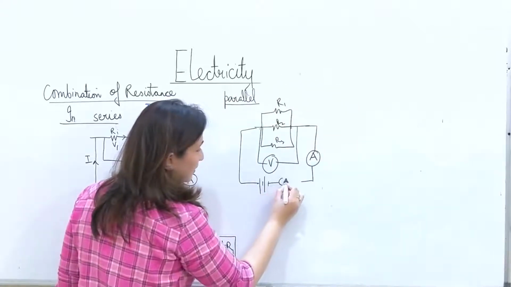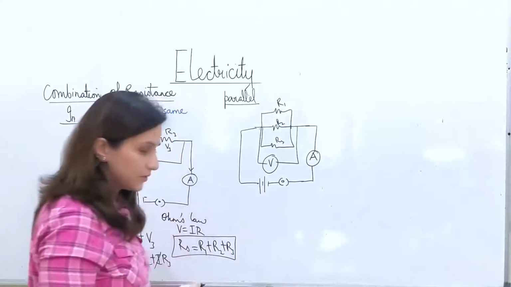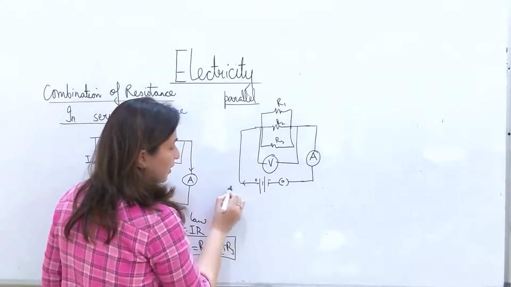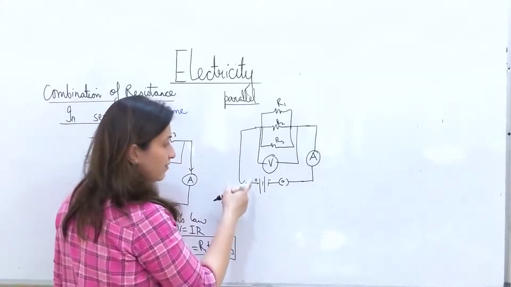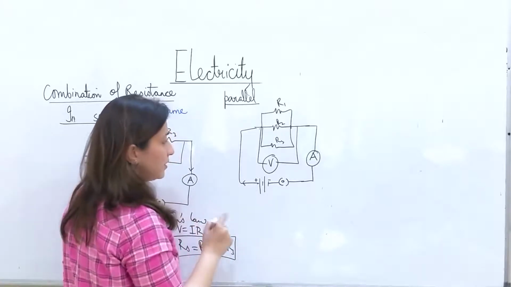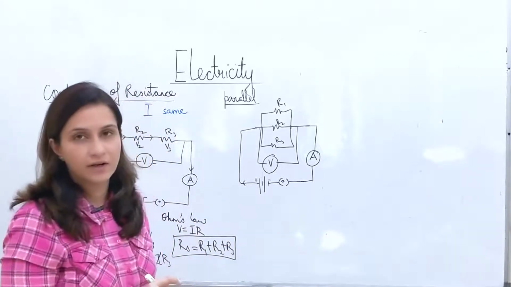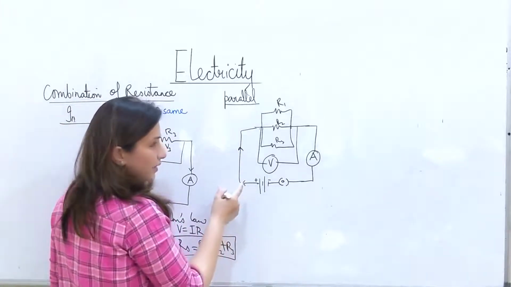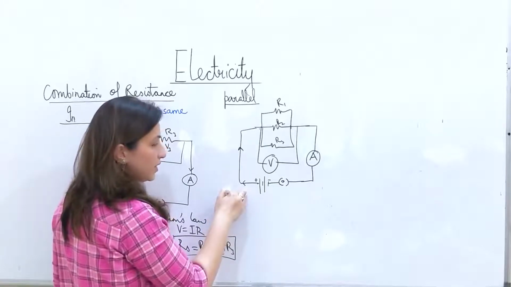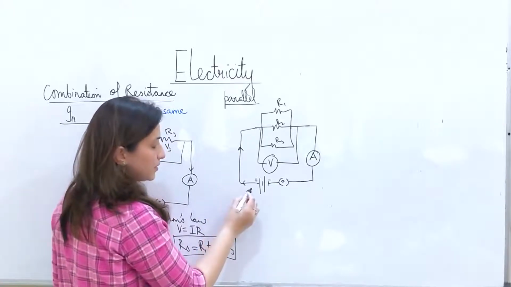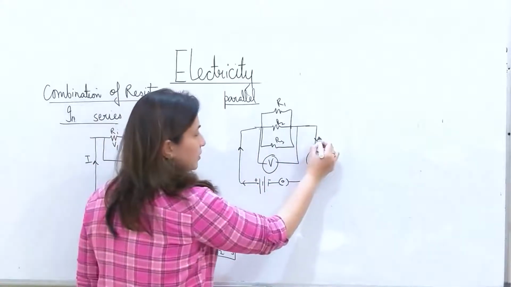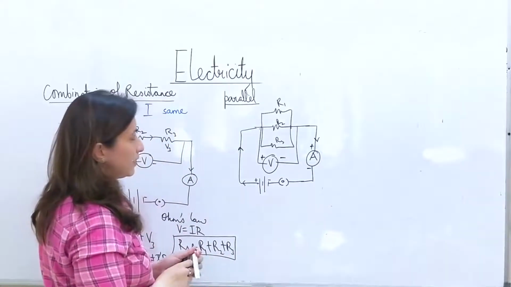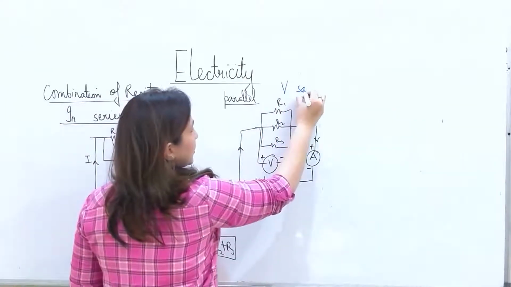I am adding a battery and key. If the switch is on, the current will start to flow from the positive to negative part. The conventional current always flows from positive to negative, which is opposite to the flow of electronic current. That is why I am making it from positive to negative. In the beginning, I said flow of electrons, but when we make it conventionally, the conventional current always flows from positive to negative. This is your complete circuit diagram, and in case of parallel, V is same.